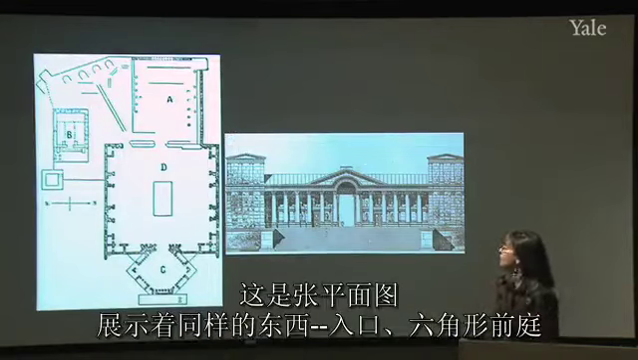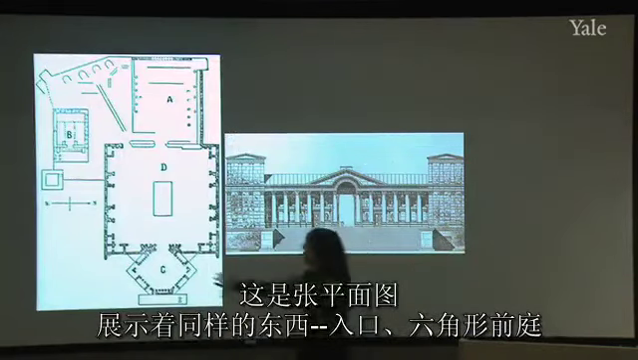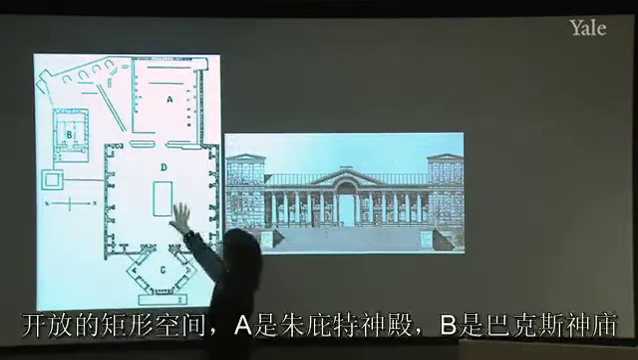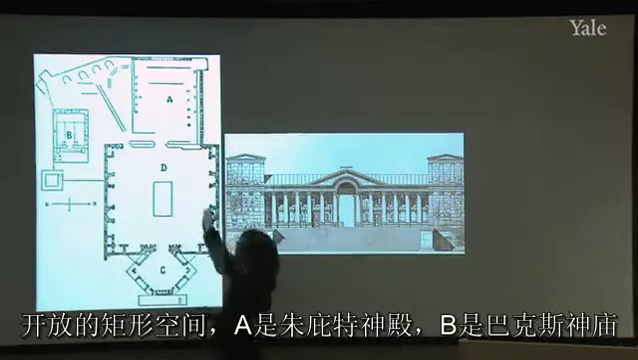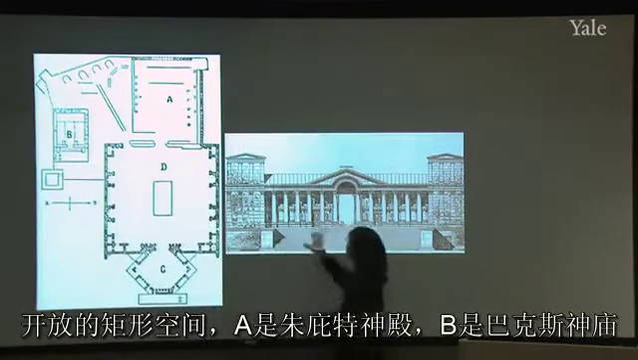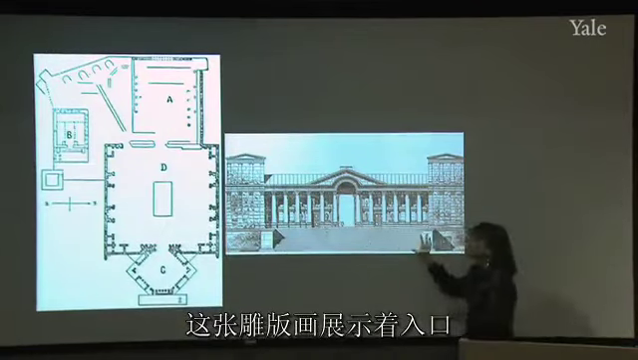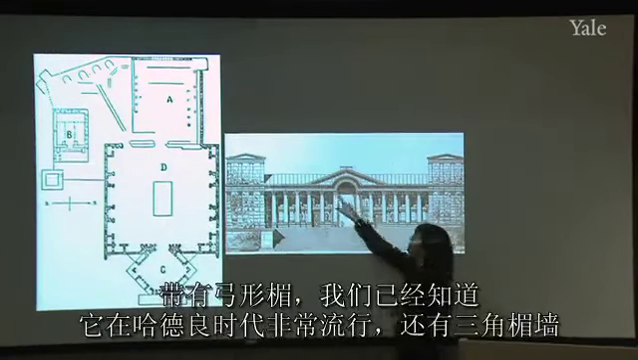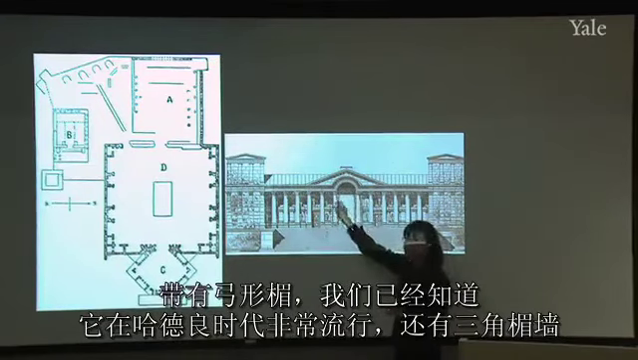A plan over here showing the same: the entrance court, the hexagonal entranceway, the open rectangular space at A, the Temple of Jupiter, B, the Temple of Bacchus, and here an engraving showing the entranceway with this arcuated lintel, just as we saw popular in the Hadrianic period, and the pediment.